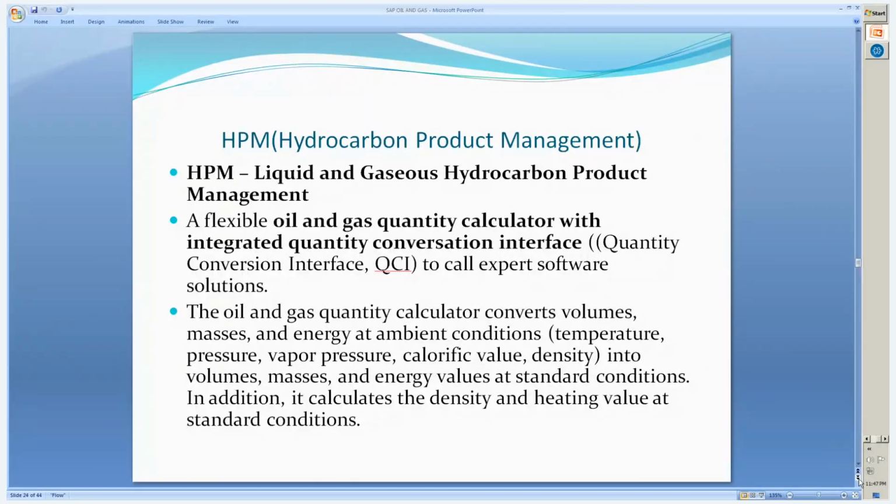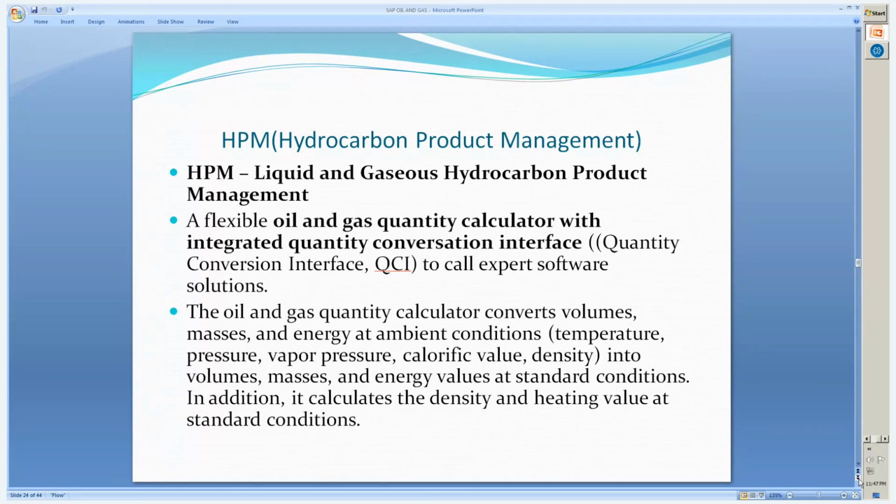Also, we are expected to provide information on the quantity you're issuing in different units of measurement. So not only will it do the adjustment in terms of quantity calculation as per the variations in the temperature, but also different units of measurement can be given in the delivery processing for the customer benefit, so this is also part of the QCI, basically the quantity conversion interface. The oil and gas quantity calculator will convert volumes, masses, and energy at ambient conditions. That means the actual condition at the time of loading or delivery, or when you're doing the goods issue.